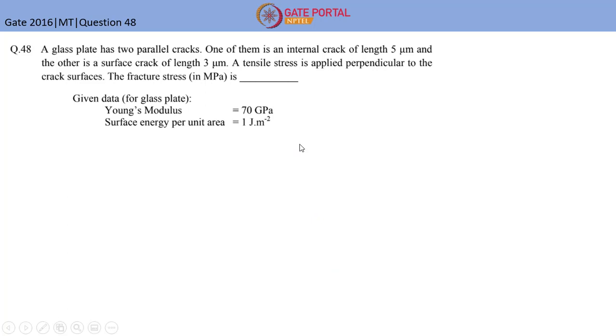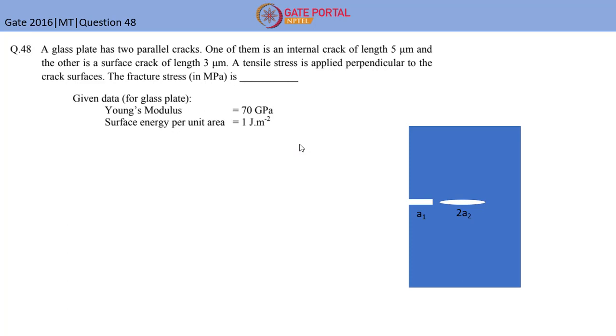Okay then, let's start. So this is GATE 2016 Metallurgical Engineering question number 48. A glass plate has two parallel cracks. One of them is an internal crack of length 5 micron and the other is a surface crack of length 3 micron. A tensile stress is applied perpendicular to the cracked surfaces and we have to find out the fracture stress in MPa, and the given data for the glass plate is Young's modulus is 70 GPa and surface energy per unit area is 1 joule per meter square.